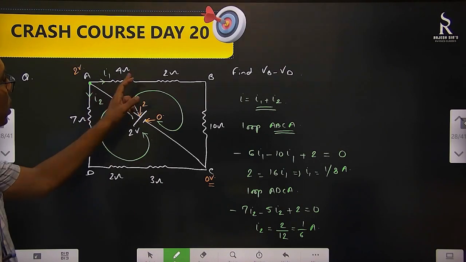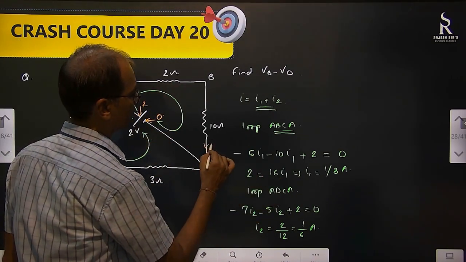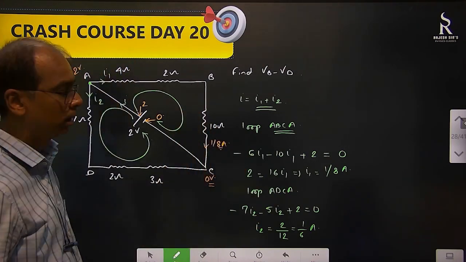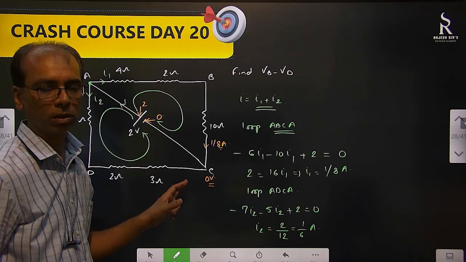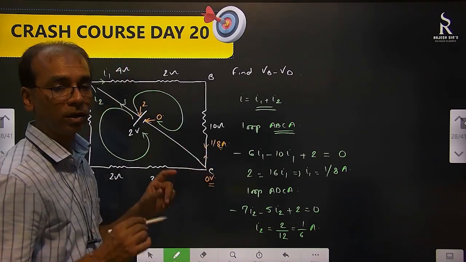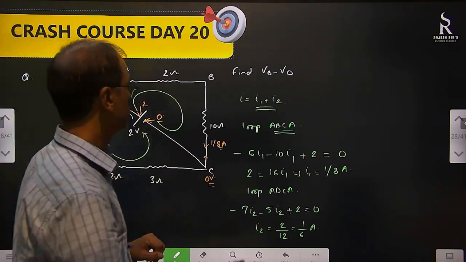Okay, and how much is current through this one? I1. I1 is what? 1 by 8. Okay, now see, I would find VB. I will start from here. Here is 0 volt and I will move opposite to the direction of current. When you go opposite to the direction of current, potential increases. So see what I am doing. VB I have to find.